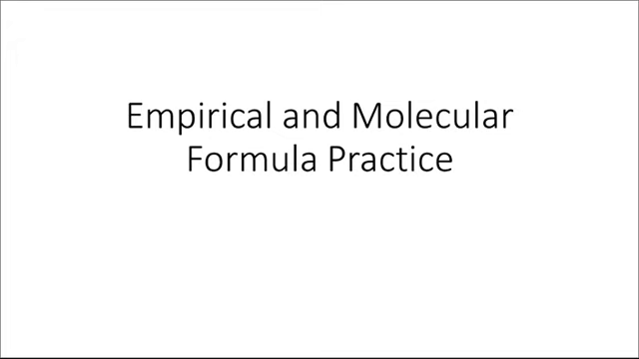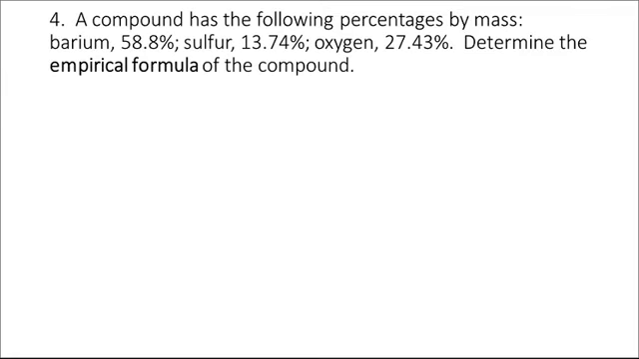Let's start by looking at some practice problems about empirical formulas. The first example we're going to do is giving you the percentages by mass, so it's basically giving you the percent composition of all of the elements in the compound. Here we have barium is 58.8%, sulfur is 13.74%, and oxygen is 27.43%. Based on these percentages, I'm being asked to calculate the empirical formula.